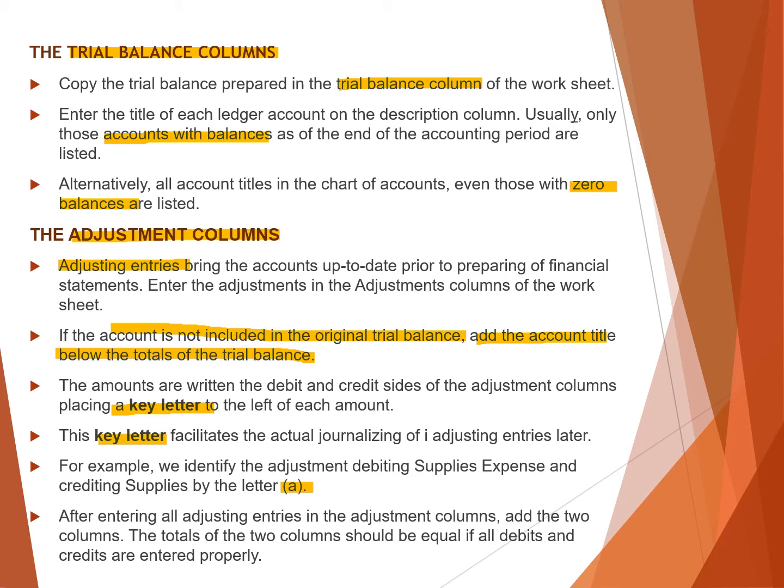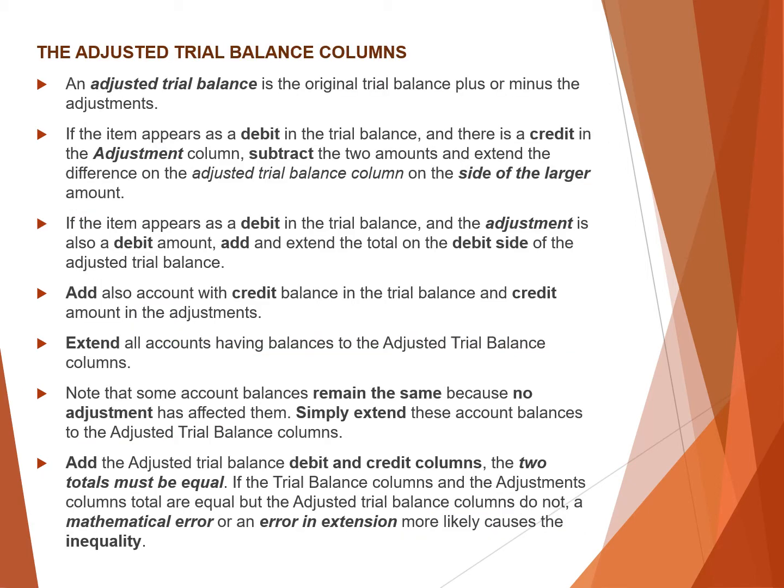And then after entering all the adjusting entries in the adjustments column, you just have to add the 2 columns. Now, the totals of the 2 columns or the totals of debit and credit should be what? It should be equal. Okay. Next column is the adjusted trial balance. Okay, so sa adjusted trial balance, dito natin ilalagay plus or minus the adjustments.